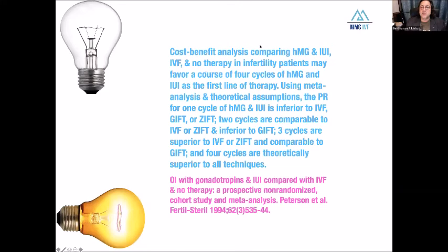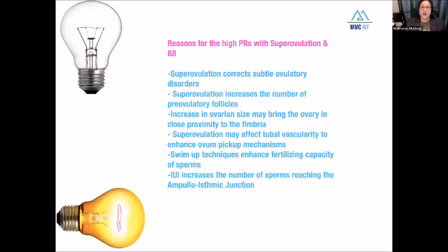Cost-benefit analysis comparing injections and IUI and IVF, and no therapy, may favor a course of 4 cycles of gonadotropins and IUI as the first line of therapy. The pregnancy rate for 1 cycle of HMG and IUI is inferior to IVF, GIFT or ZIFT. 2 cycles are comparable to IVF. 3 cycles are superior to IVF and comparable to GIFT, and 4 cycles are theoretically superior to all techniques. All that this means is at least do 3 cycles of IUI using gonadotropins before moving on to IVF.